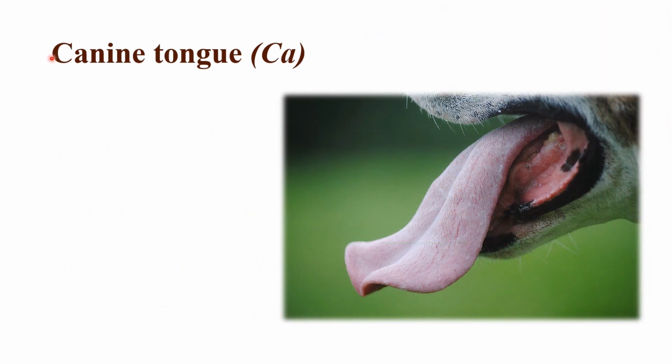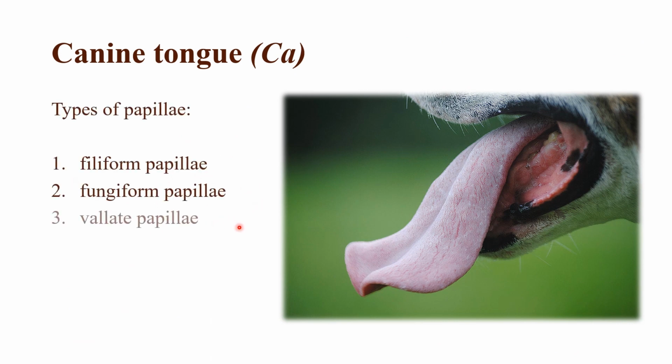Dogs also have different types of papillae on their tongue. There are filiform, fungiform, vallate, and foliate. So basically all the same as in pigs. And there's really nothing special about them, just their properties are different. So definitely check out the first video of the tongue anatomy to know more about this.